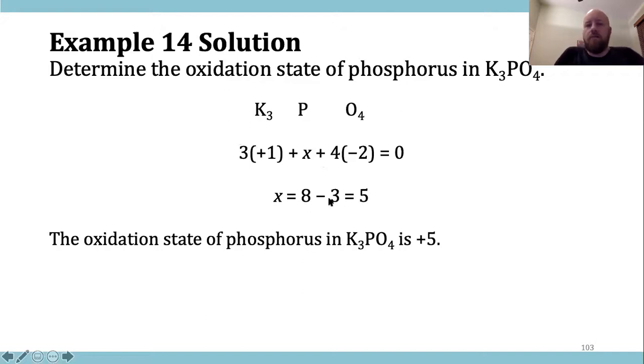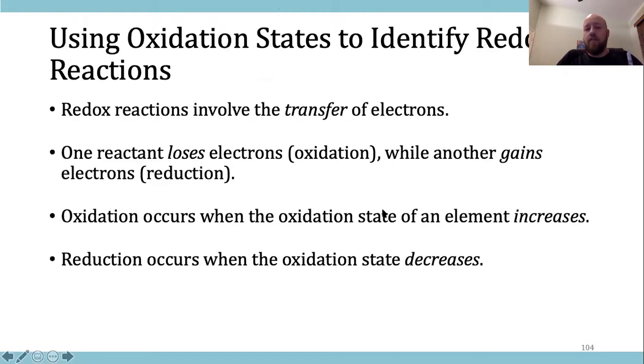Here it's collecting terms. The -8 moved over becomes +8, and the +3 brought over becomes -3. So the oxidation state of the phosphorus is +5. This is the first of 3 kinds of questions. Those same kinds of nomenclature questions you're likely to see again on the next test.